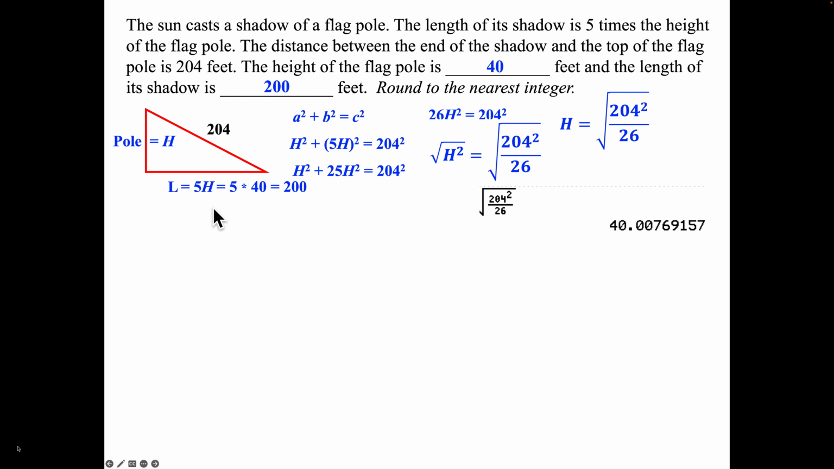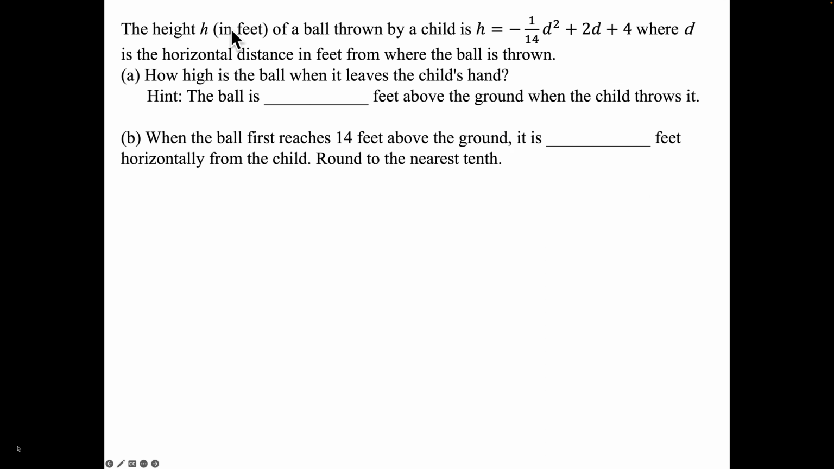All right, next example. The height h in feet of a ball thrown by a child is h equals negative 1/14 d squared plus 2d plus 4, where d is the horizontal distance in feet from where the ball is thrown. So here's the situation. Here we have our child throwing a ball up into the air, seeing how far he can throw it, and it's going to land on the ground.